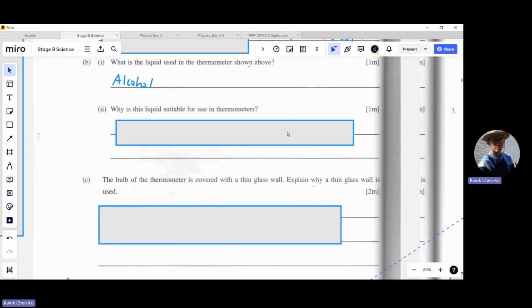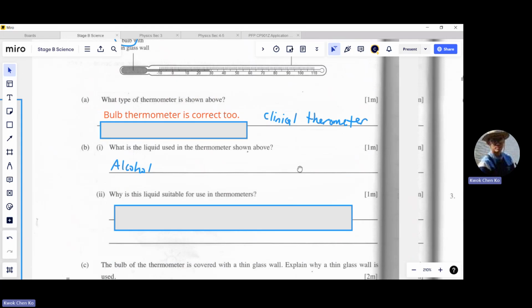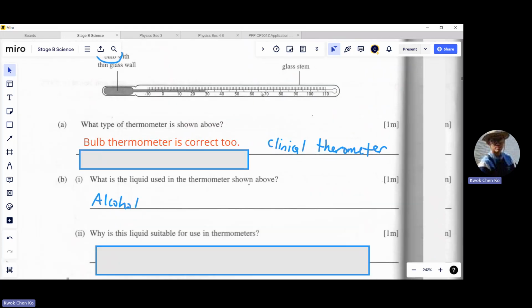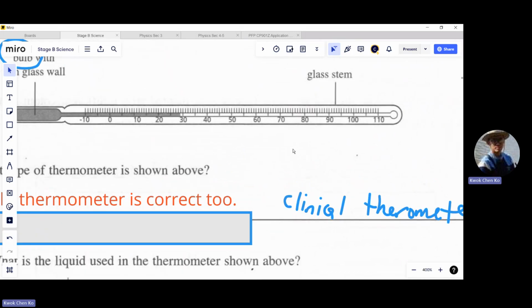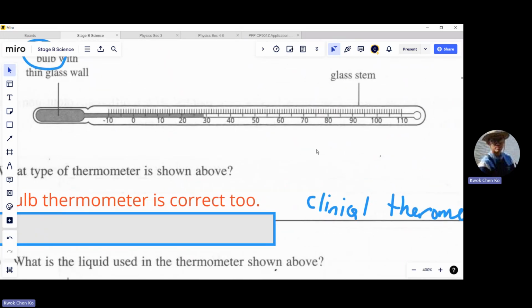Come, why is this liquid suitable? Why is alcohol suitable? Because it is safer and cheaper. So smart to use that from the MCQ answer. Because it's safer and cheaper than mercury. But what else? You're right, it is more accurate in terms of temperature taking.